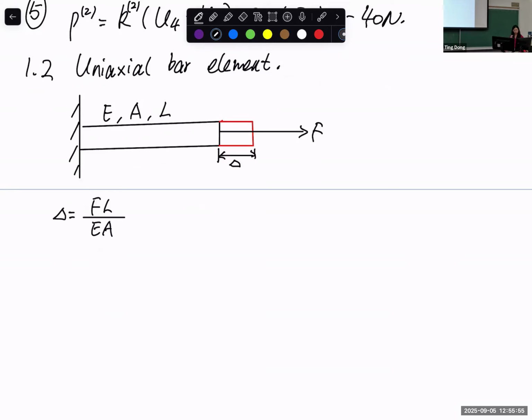So delta is equal to FL over EA. This is the equation from the first chapter of mechanics of materials. Hope you do understand. Now, since in FEA, K times displacement equals F, the relation between the force applied and the displacement response, we can rearrange this as force on one side and something times elongation. That part in the middle should be the K for the bar element.